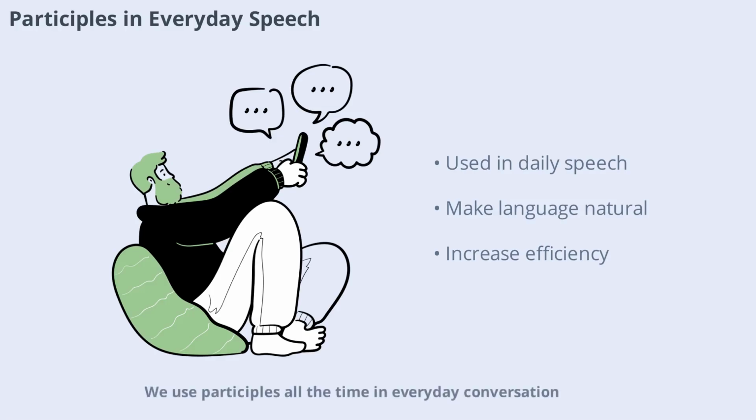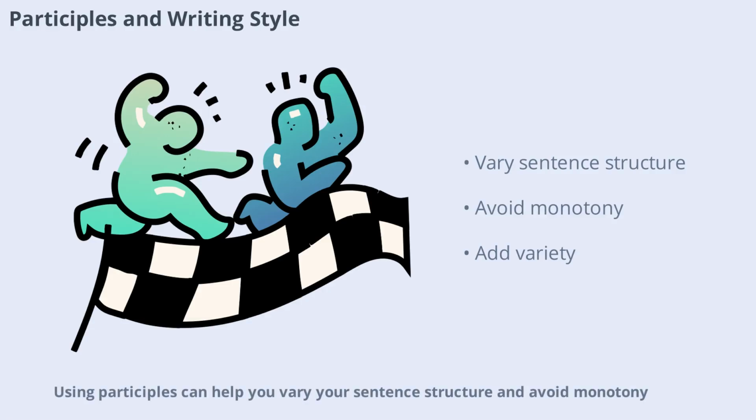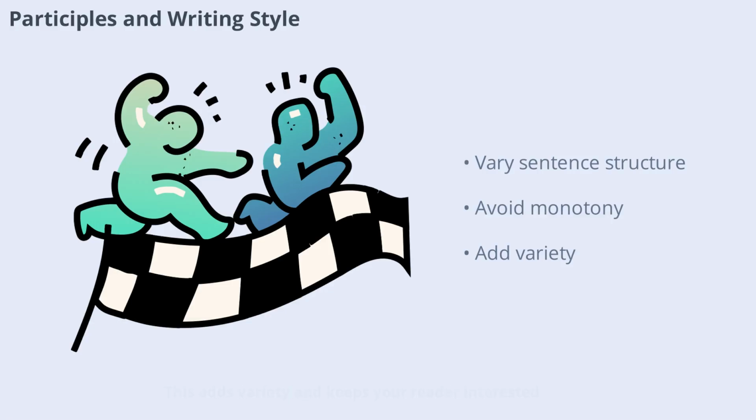We use participles all the time in everyday conversation. Phrases like "I'm working," "he's tired," or "having finished dinner, we went out" are all examples. Participles make our speech more natural and efficient. Using participles can help you vary your sentence structure and avoid monotony. Instead of always starting with the subject, try beginning with a participle phrase. This adds variety and keeps your reader interested.